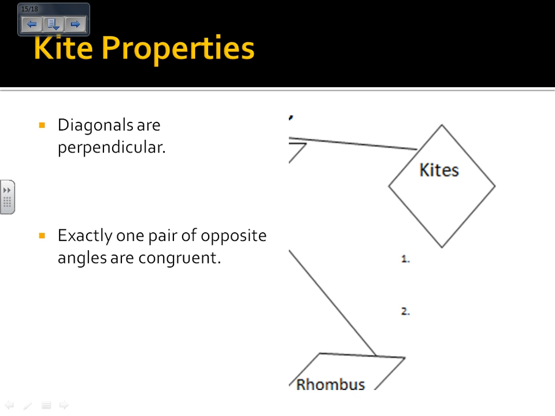The two properties we have for kites. The diagonals are perpendicular. I'll draw a picture in a second. And exactly one pair of opposite angles are congruent.